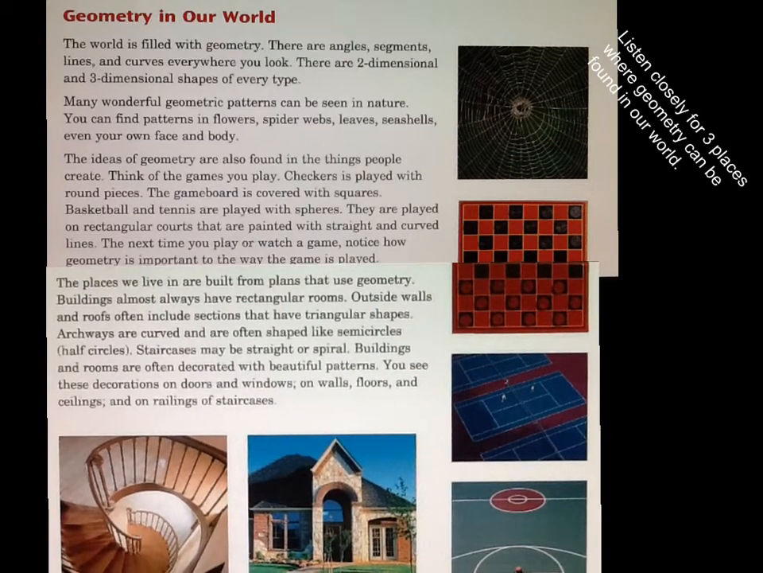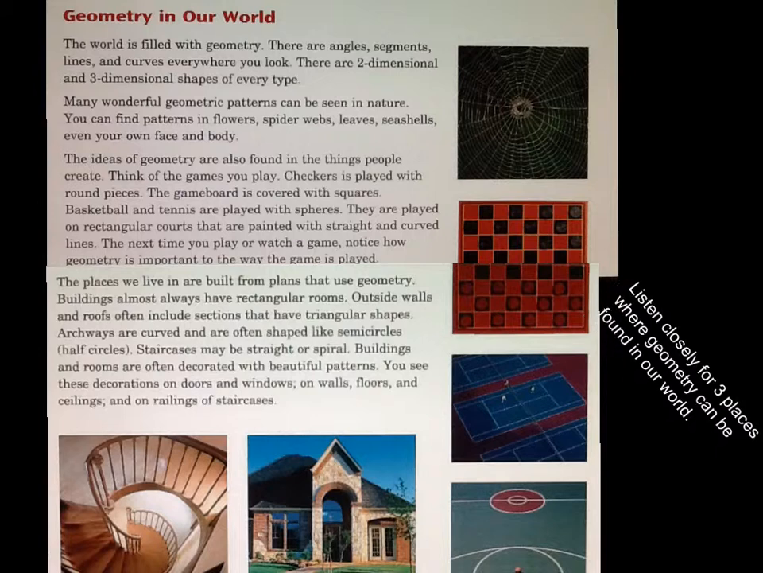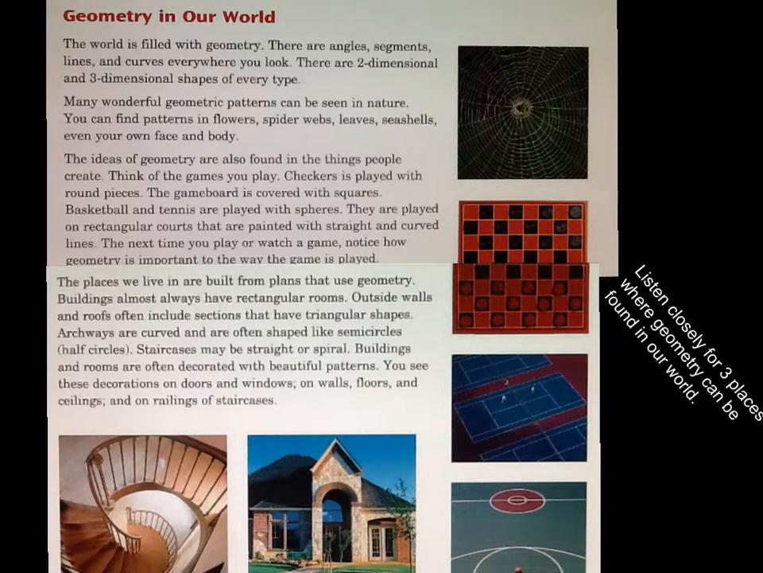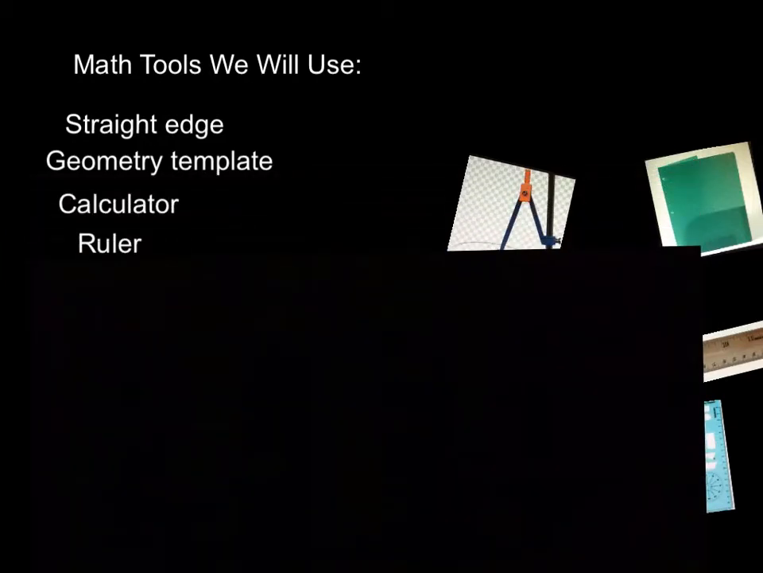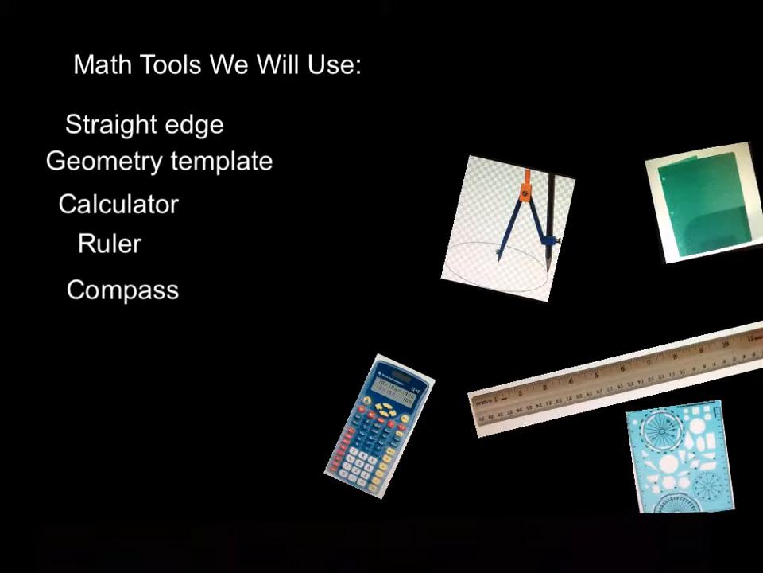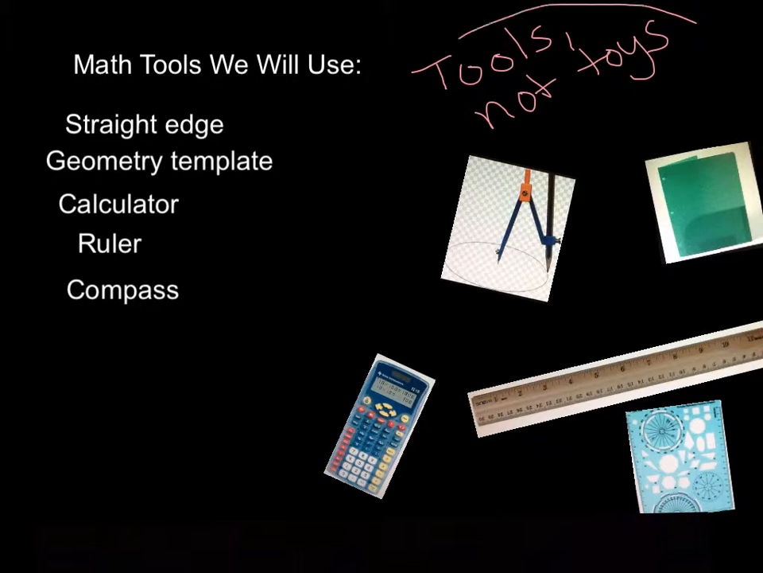At this time, we're going to pause the video and discuss some different places where geometry can be found in the world. When we study geometry, we're going to be using a variety of tools. We will use a straight edge, a geometry template, a calculator, a ruler, and a compass. It's very important to remember that all of these are tools that we use in math to help us. They are not toys. That means we should only be seeing these getting used for their purpose. Nothing should be getting swung around or played with like it is a toy.